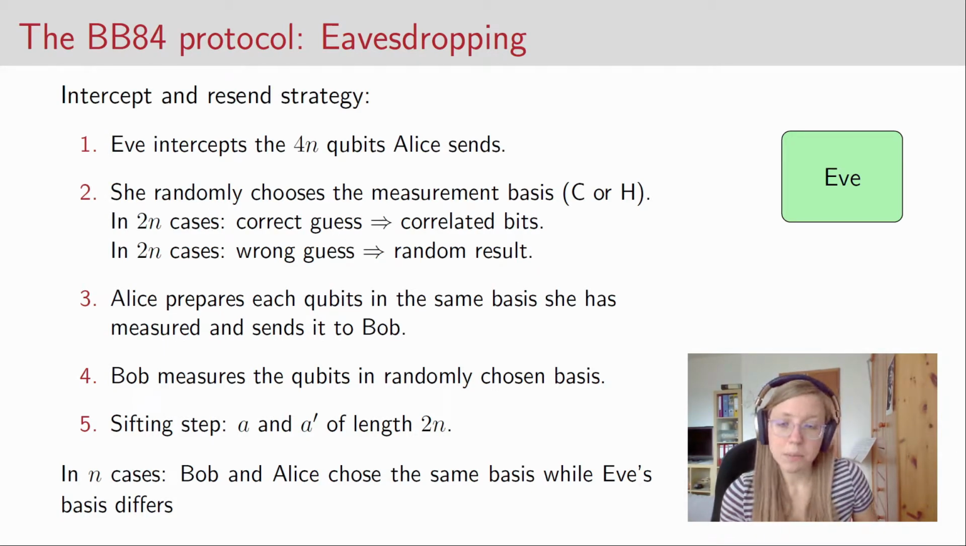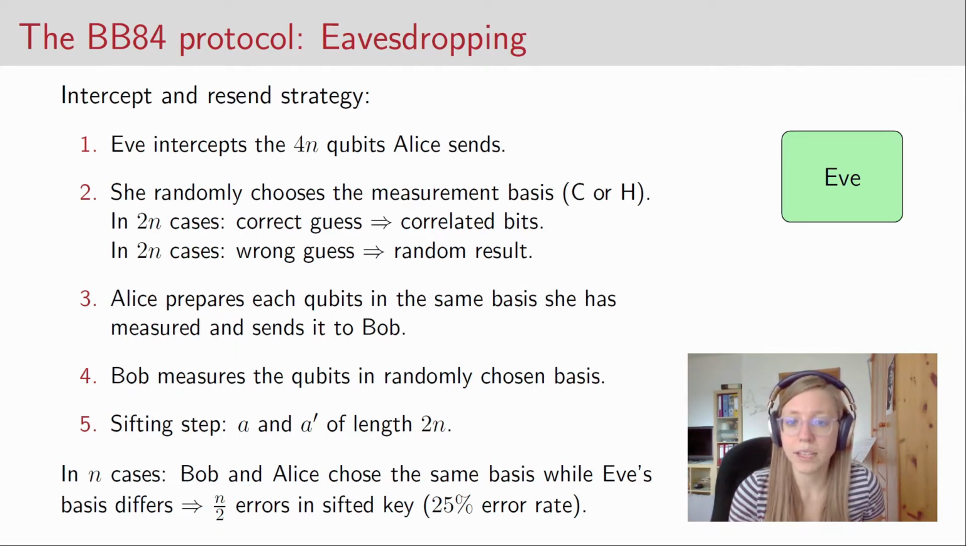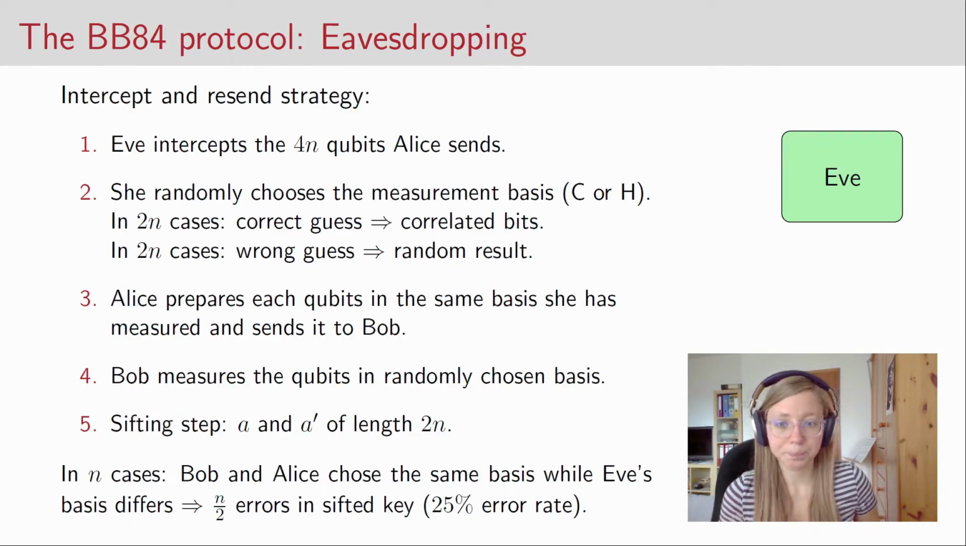And completely random means that in half of the cases, he has gotten the right result. So there's no error between Bob and Alice's key bit value. But in the other half of the cases, he got the wrong result. That means in n over 2 cases, they have an error in their key strings, which means the error rate they have is 25%.